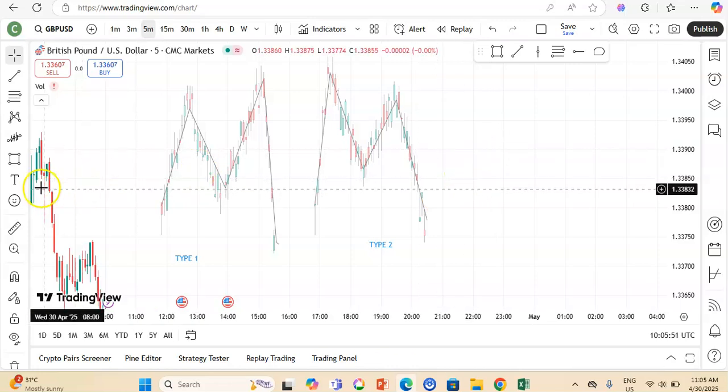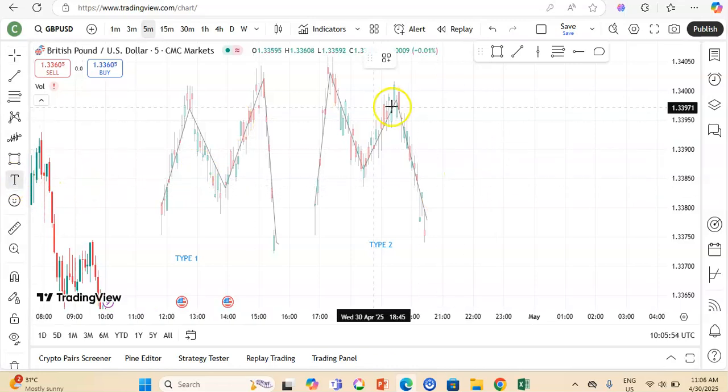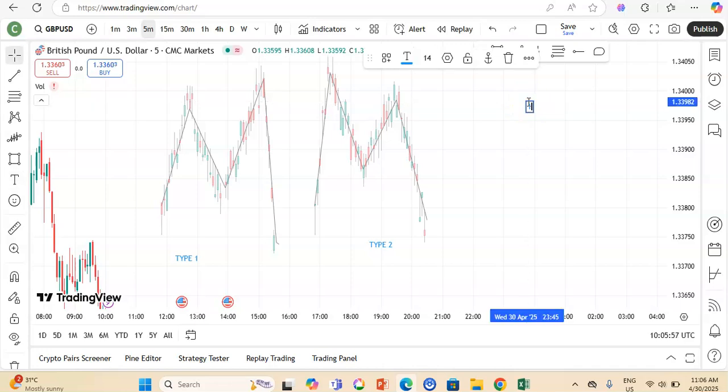Now, what are the institutional reference points? Let me write them out here. Number one is, let's say, order block. Number two, we have fair value gap. Number three, breaker block. Number four, mitigation block.